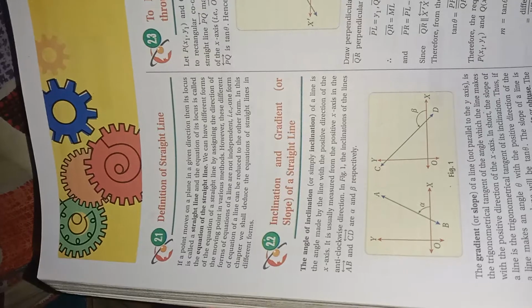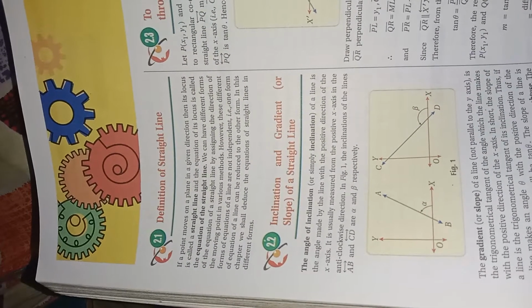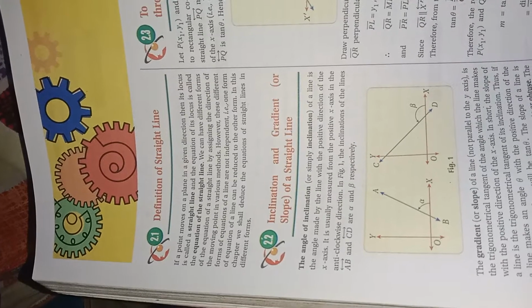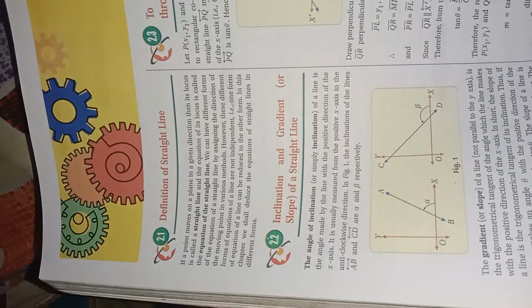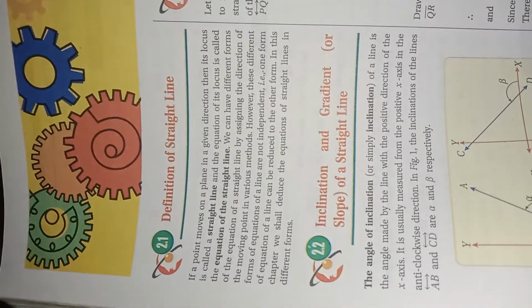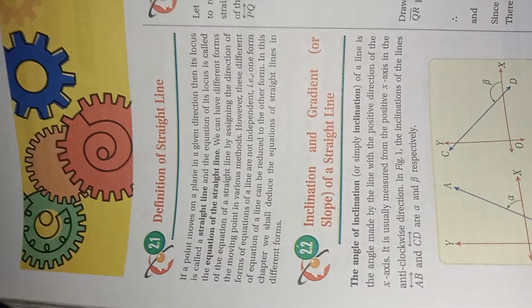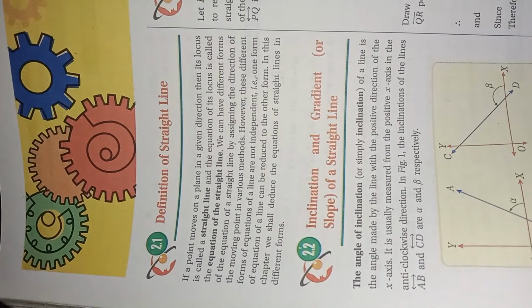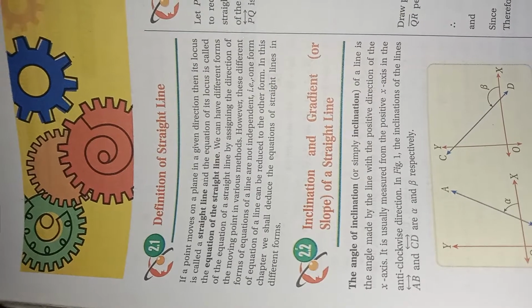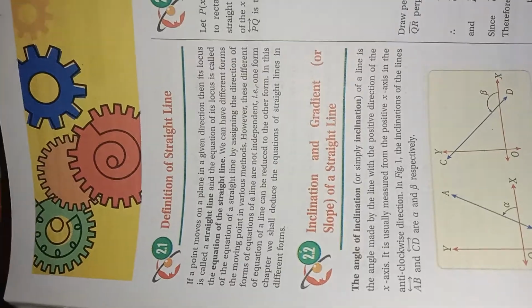We can have different forms of the equation of a straight line by assigning the direction of the moving point in various methods. However, these different forms of equation of a line are not independent. That is, one form of equation of a line can be reduced to the other form. In this chapter, we shall reduce the equations of a straight line in different forms.